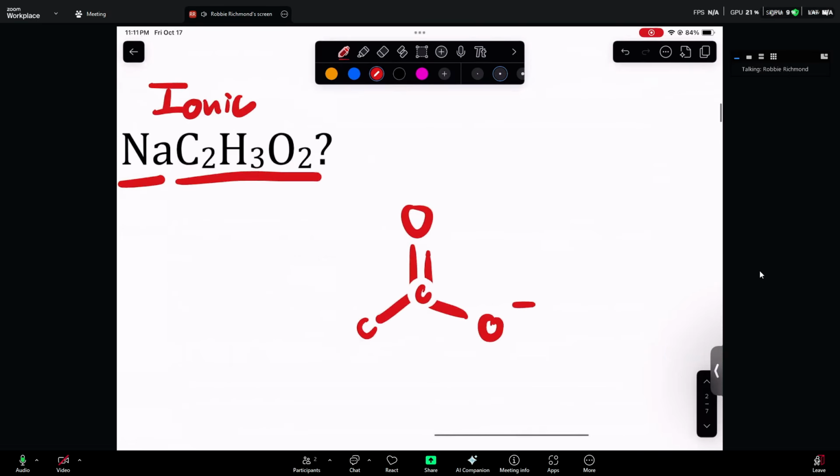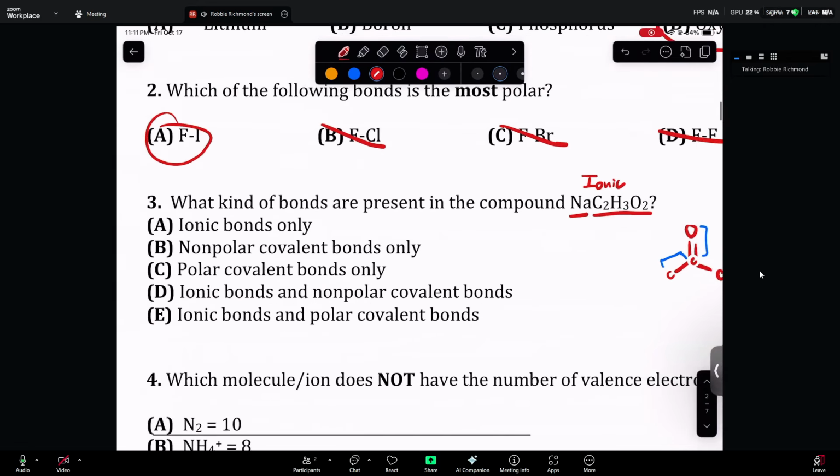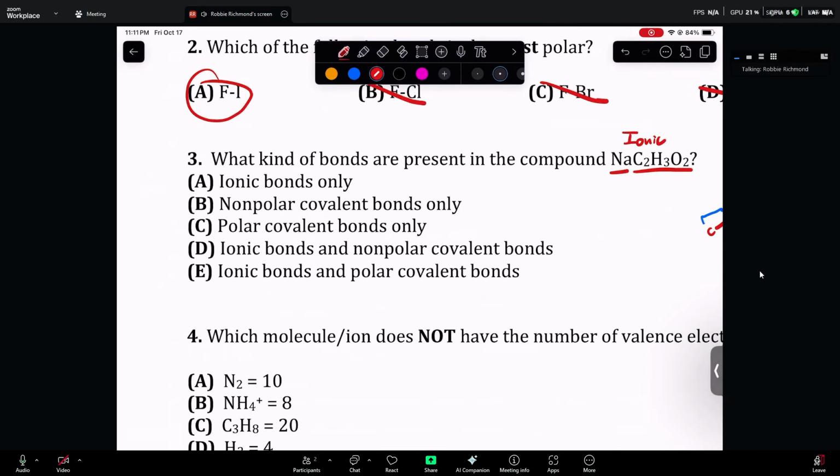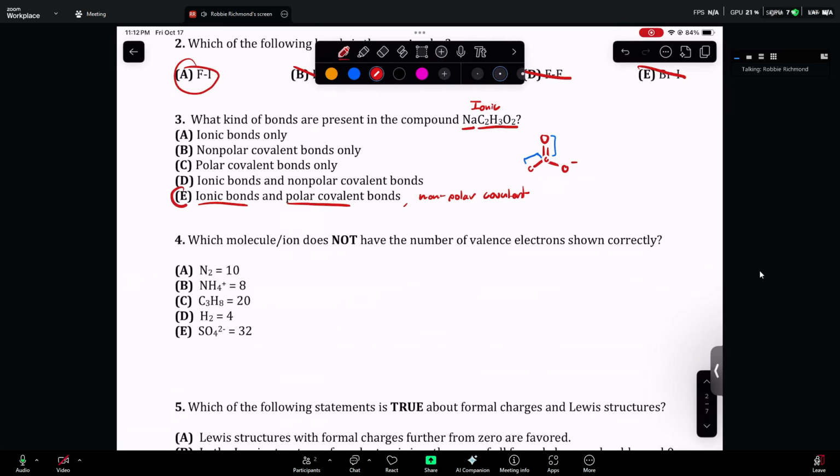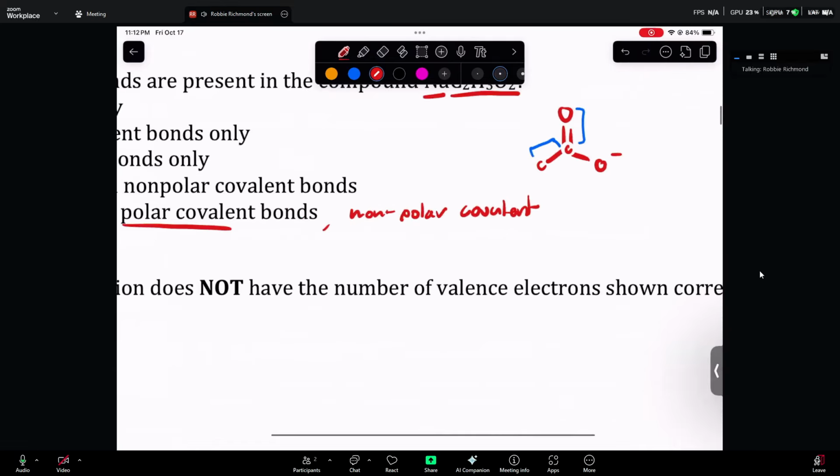Oh, sorry about that. So I did say there's polar covalent between the carbon and oxygen, but look at this carbon-carbon bond. That is nonpolar covalent. So on the actual answer key, it should have ionic, polar covalent, and then nonpolar covalent, aka pure covalent bonds. I think that was a typo. Yeah, that's a typo. So if that answer choice E had that nonpolar covalent, that would be right.